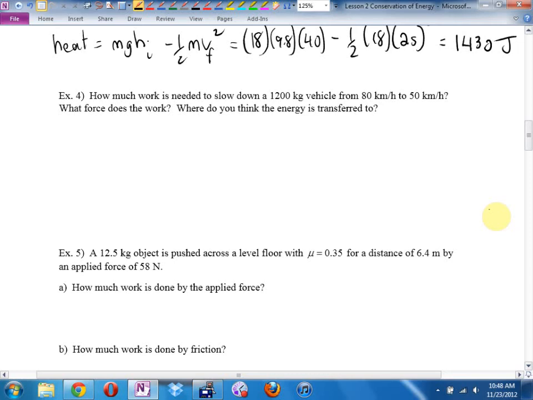Example 4. How much work? Okay, now they're asking me to find work. Jaron, work is what times what? Read the question. Is there a force or a distance mentioned in this question? No. Okay. Work is also the area under a force versus distance graph. Is there a graph here? What was our third definition of work? The work energy theorem.